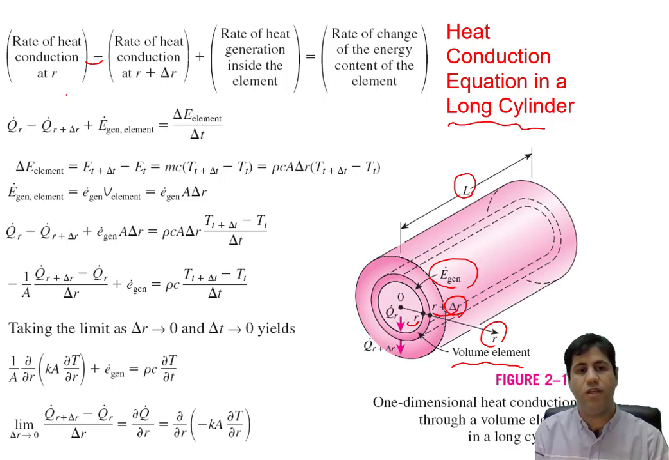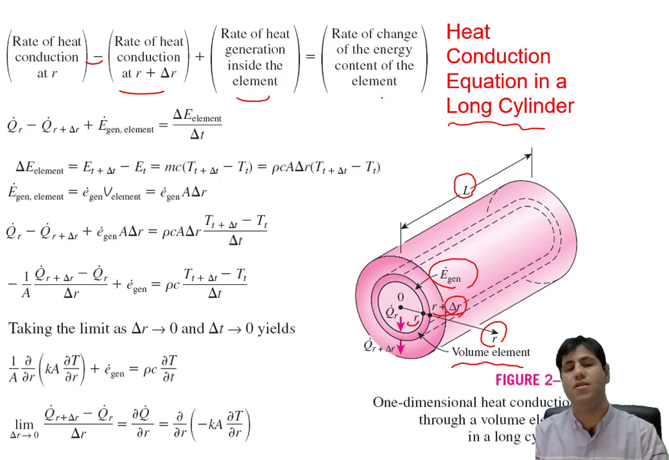Totally, these are the energy which comes to the element or goes out from the element, or is generated inside the element. This whole change of the energy will be equal to the rate of change of the energy content of the element, similar to what we had for the plane wall in the rectangular coordinate system. Again, rate of heat conduction at R, Q dot R. The rate of heat conduction at R plus delta R is Q dot R plus delta R. And here is the rate of heat generation inside the element, delta E of the element by delta T, or the time duration, time interval.